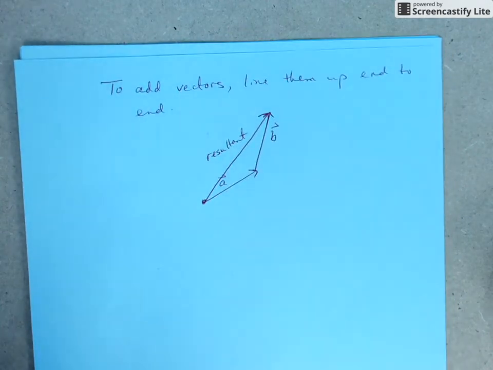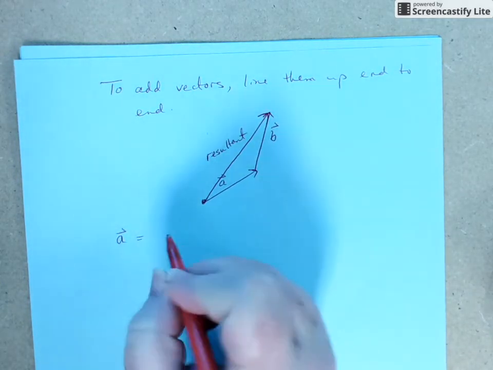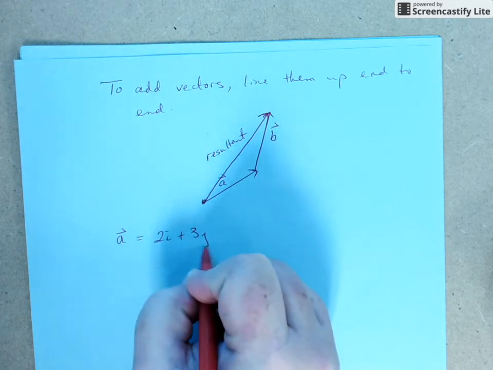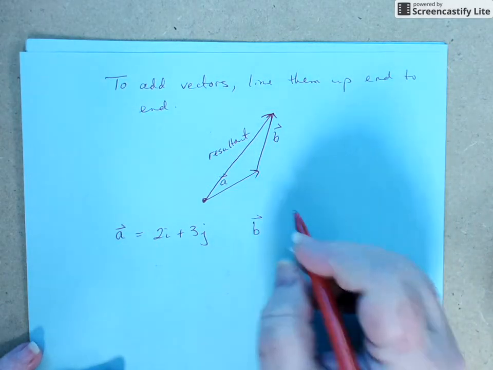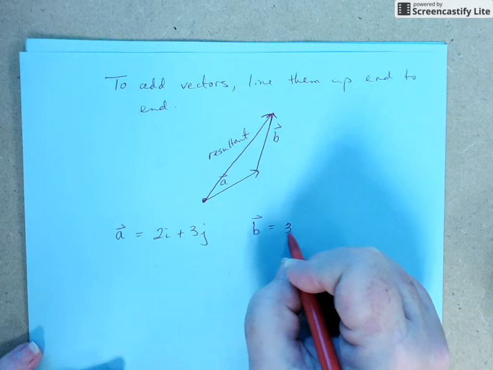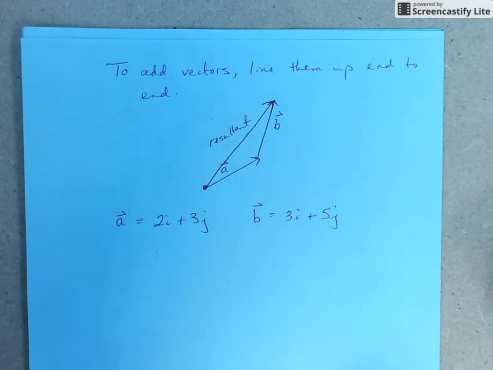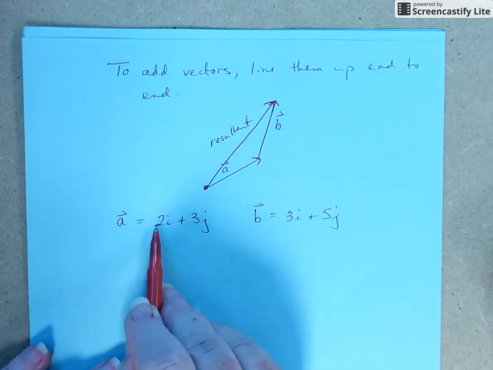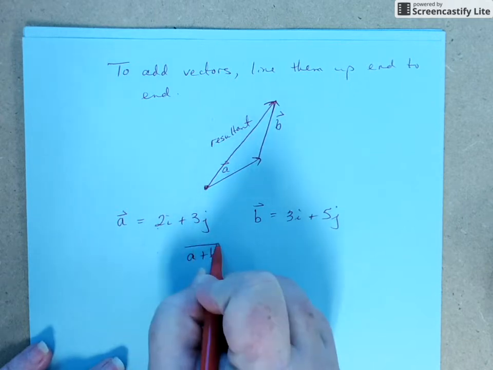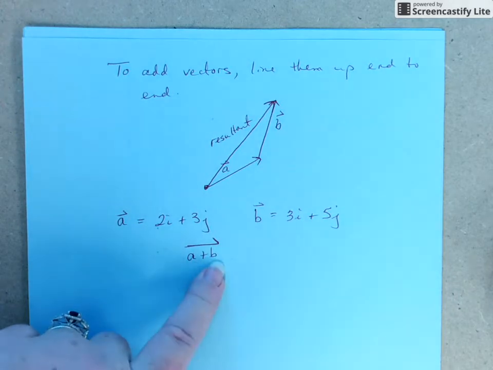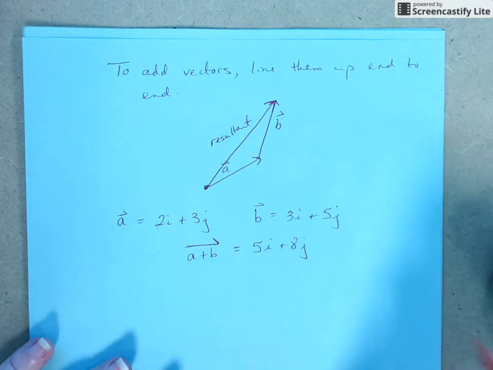So using some real examples, let's say that I had vector A, which was equal to 2i plus 3j. And I'm just going to use that one because I had it before. And I've got vector B, which is 3i plus 5j. If I added them together, that would be vector A plus B. And notice how I'm going to mark that. Vector A plus B would be 5i plus 8j.